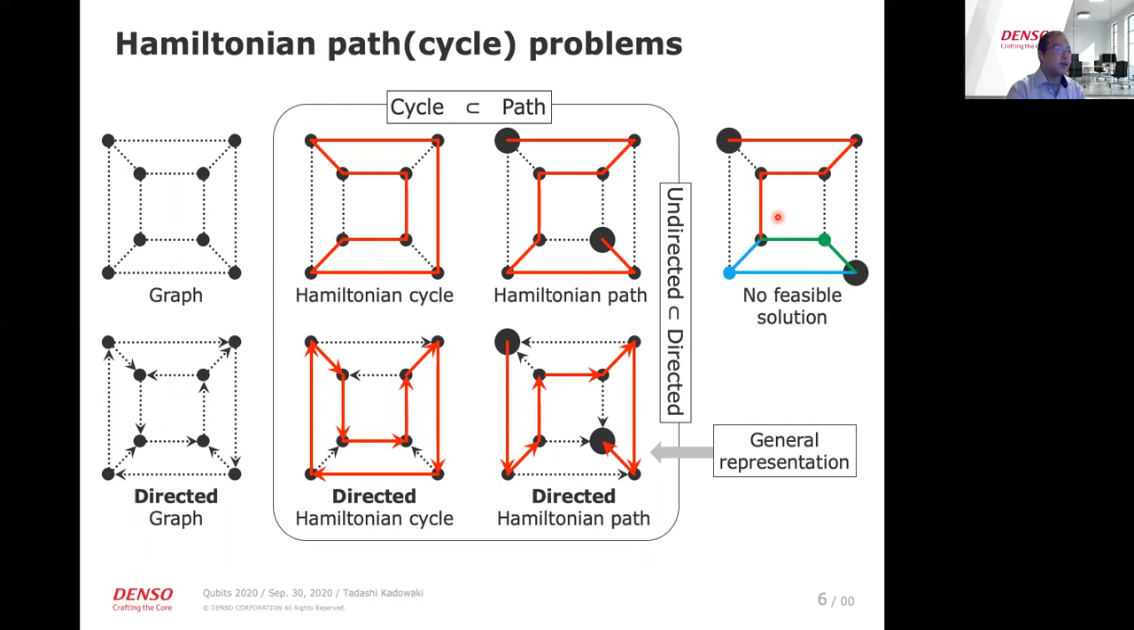We can also think about directed graphs and define Hamiltonian cycle and path on this. The directed Hamiltonian path is a general representation among them, so we consider this graph hereafter.